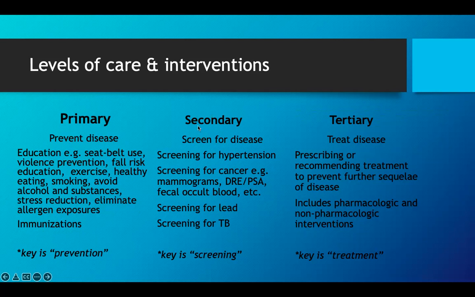Secondary prevention is screen for disease. So screening for hypertension, screening for cancer, mammograms, PSA, fecal occult blood, screening for lead, screening for TB. Remember, secondary, the key is screening. So primary is prevention, secondary is screening, and tertiary is treatment. That's a key to remember these 3 different levels of care and interventions. So in tertiary, we're treating the disease. We're prescribing or recommending treatment to prevent further sequelae of the disease. We also want to include pharmacologic and non-pharmacologic interventions within tertiary.